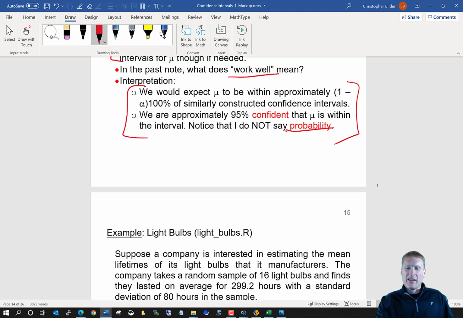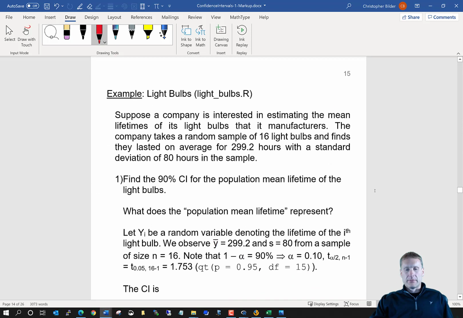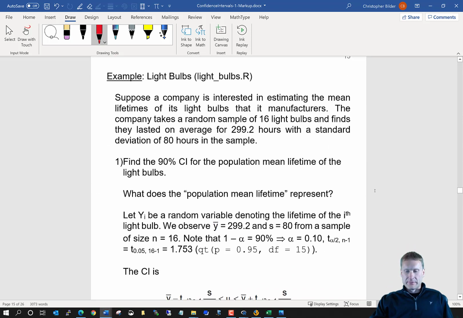If you ever would say probability there instead of confident, that is wrong, and I will take off points for it. But these two interpretations here, you can essentially use them word for word on any kind of graded test or other graded item. Just phrase it in terms of the actual problem. So if I'm talking about, let's say, GPAs, phrase it in terms of the GPAs. Okay, so let's take a look at an example.